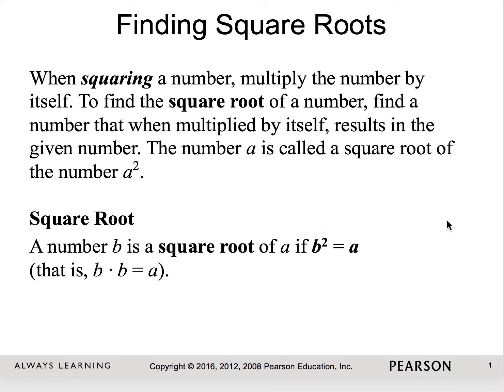Okay, this is our last chapter for this course, chapter 10, and it's about radicals, okay? And square roots are radicals. So when we square a number, you multiply the number by itself. To find a square root, we want a number that when multiplied by itself results in that number. Okay, so the number a is called the square root of a squared.